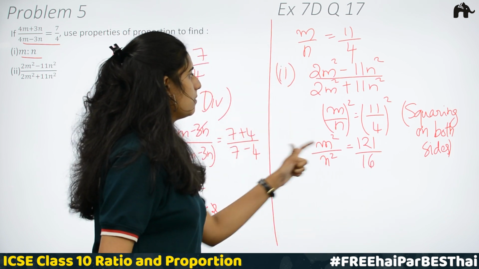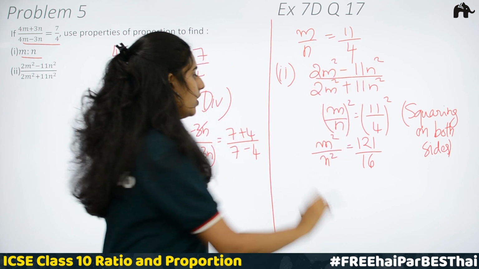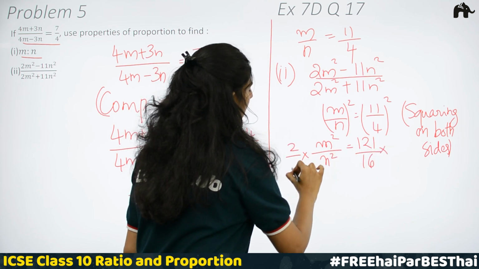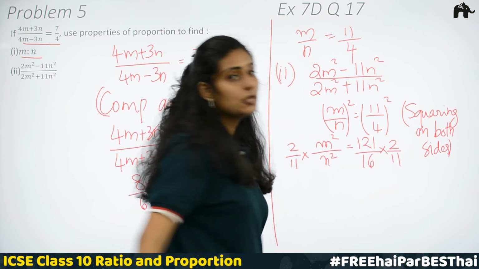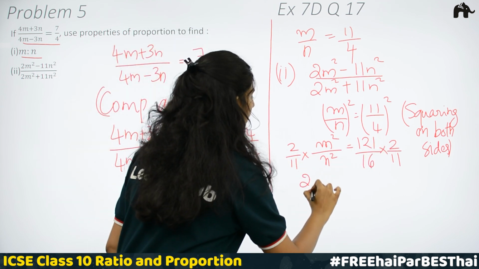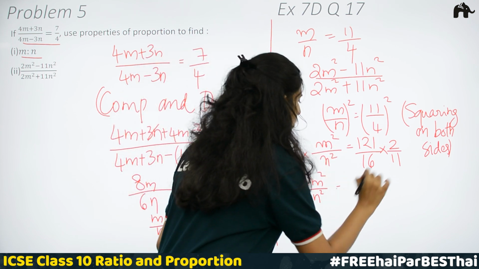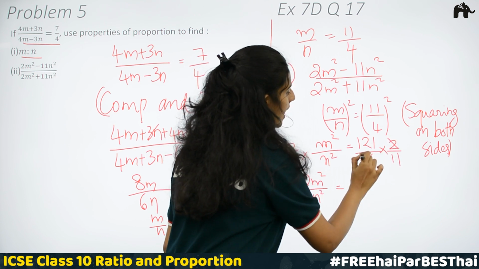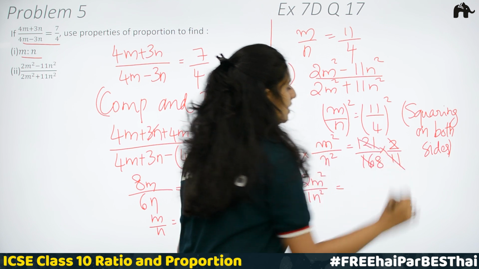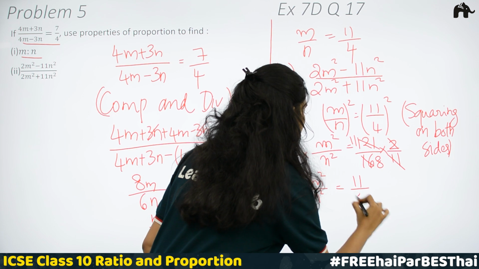We got m square by n square. Now here we have 2 and 11. How to get 2 and 11 now? We have to multiply with 2 by 11 on both sides. Multiplying 2 by 11 on both sides, we will be getting 2m square by 11n square is equal to, here this 2 and 16 can be cancelled. We will be getting 8. 11 and 121 can be cancelled. We will be getting 11 here. That is 11 by 8.